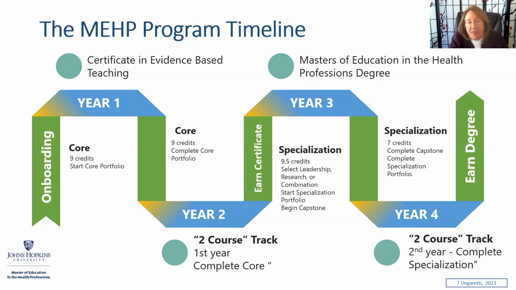Then when you enter the 3rd year, you're going into the specialization. And the specialization, again, focuses on leadership, research, or a combination. And at this point, you also begin your capstone. And you work on this through year 3 and year 4, and you earn your degree at the end. If you're again on the 2 course track, you can accomplish everything in year 3 and year 4 in 1 year. And so you finish in 2 years.